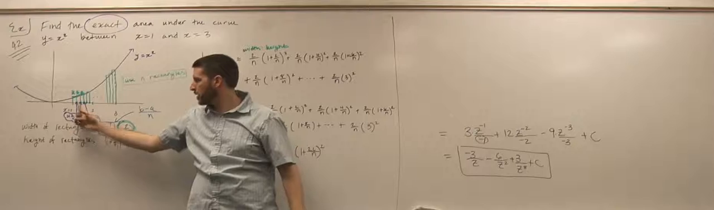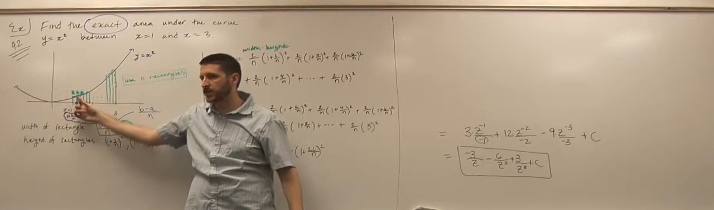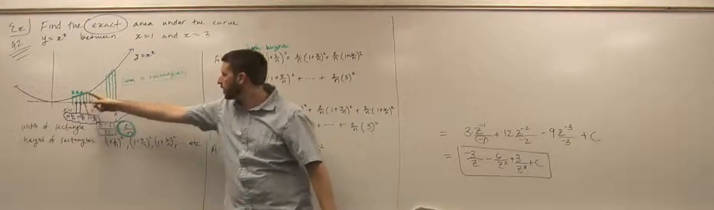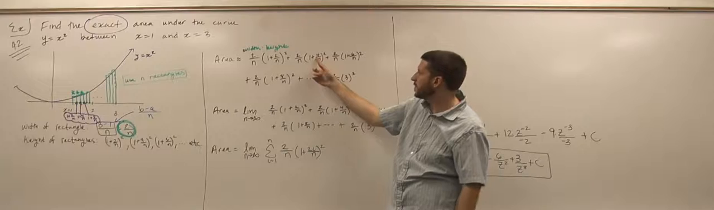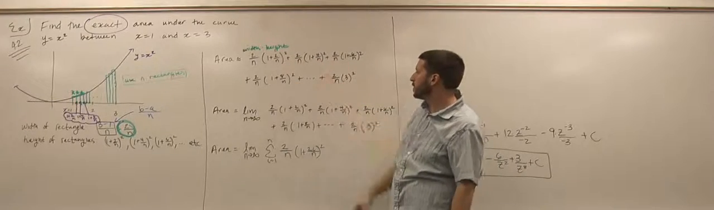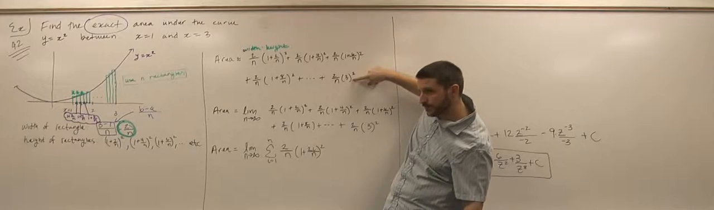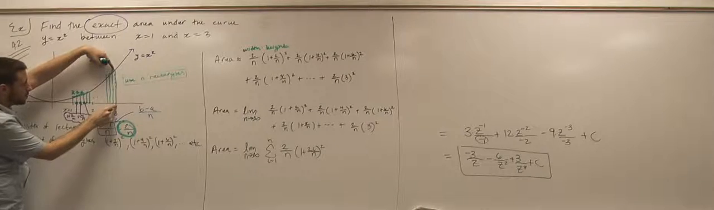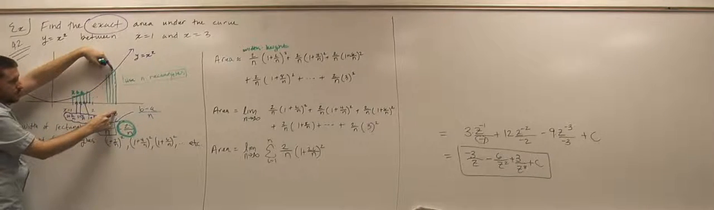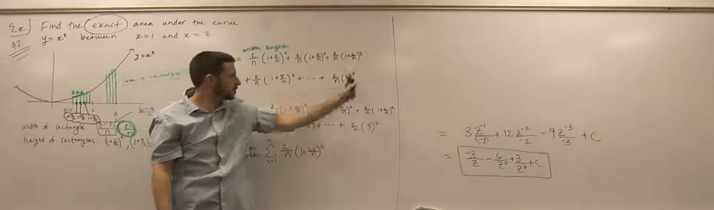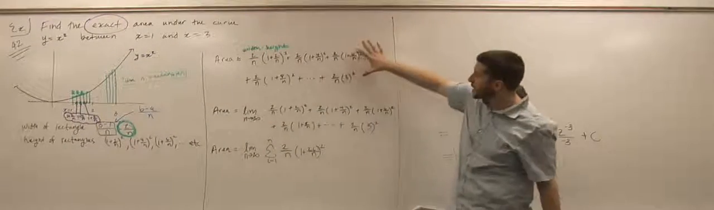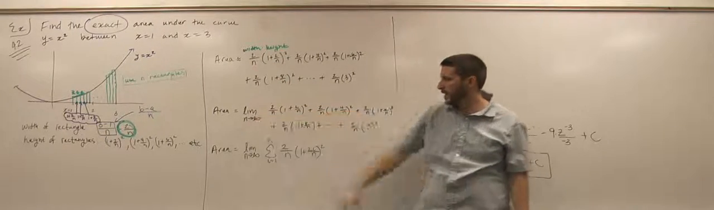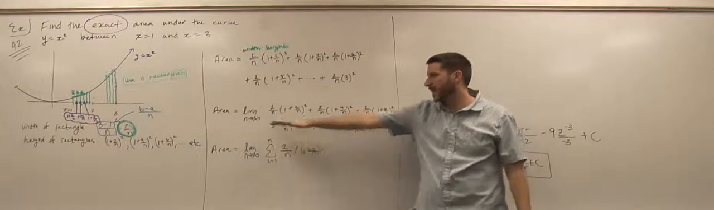I took this first endpoint right here, and I plugged it into my function. That tells me how tall I am. Then I took my second endpoint and plugged it into the function. That tells me how tall I am at the second endpoint. So I kept doing that over and over. Why did I stop at 3 here? Because that's your last x value. When you finally finish, you're going to plug in 3 to get the height of this last rectangle. That's why this is 3 squared. So this is approximate area because I have n rectangles. When I use a limit and let n go to infinity, this becomes exact area.